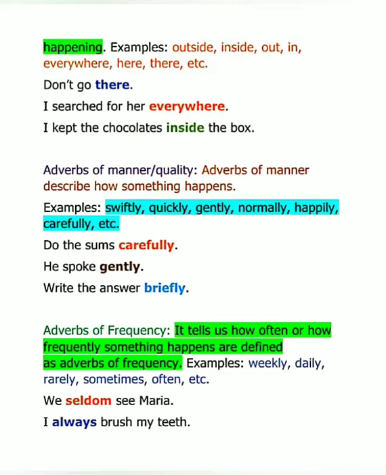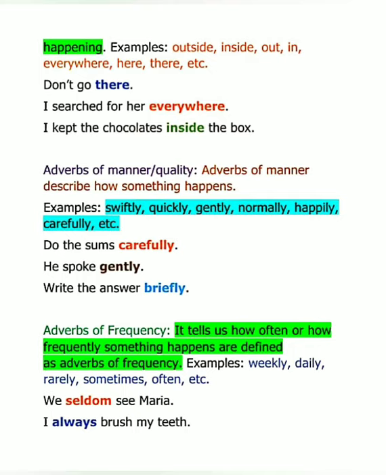Do the sums carefully. So what is the action? Do the sums. But how? In what manner? Carefully. So the word carefully is the adverb of manner or quality. He spoke gently. So what is the action? Spoke. But in what manner or how? Gently. Okay. Write the answers briefly. So briefly here is the adverb of manner, because it answers the question how or in what manner the action is done.